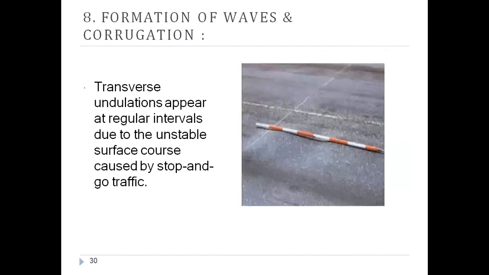Formation of waves and corrugation. Here, transverse undulations appear at regular intervals due to an unstable surface course caused by stop and go traffic. The surface course which we provided has been compacted, but the transverse undulations can still appear at regular intervals due to the unstable surface course. This is caused by stop and go traffic.